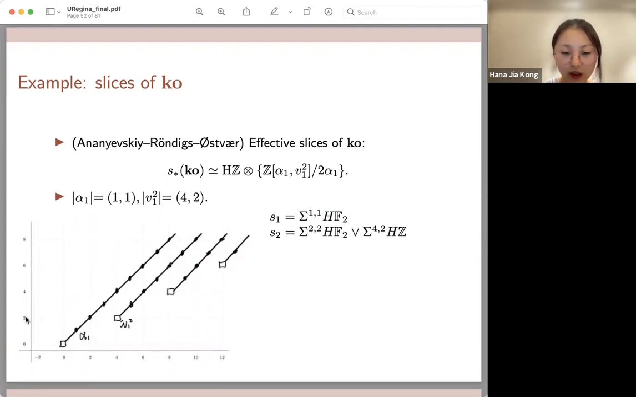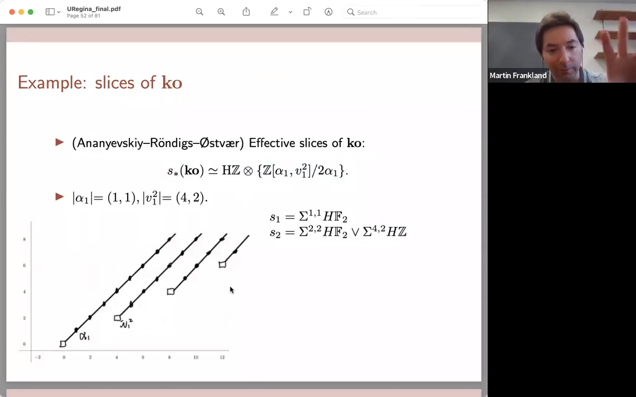Similarly, if I would like to read off the second slice, you look at this horizontal line: there is one dot indexed over alpha 1 squared and another box indexed over v1 squared. The dot is an HF2, so that is this summand, and this box is an HZ, that's the other summand, and the suspension depends on the degree of these classes. This is (2,2), this is (4,2), and that's why it has a (2,2) suspension and a (4,2) suspension. In other words, to summarize what I just demonstrated: from this formula for the slices of KL, you can draw a picture which helps you quickly read off what each slice of KL is and present that in this picture.